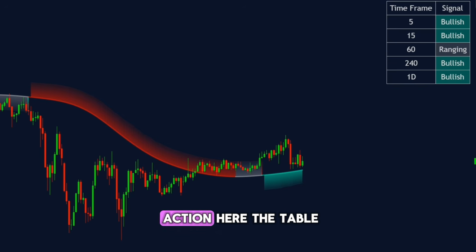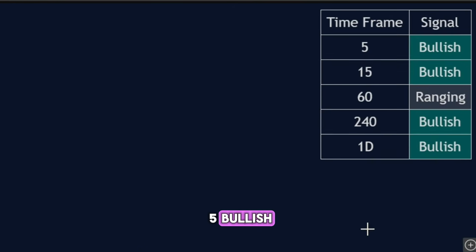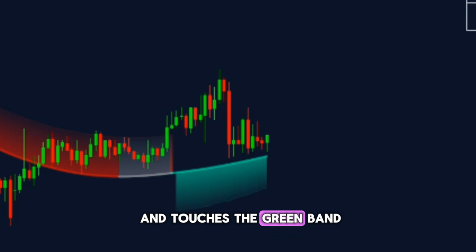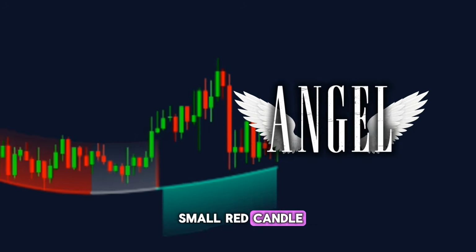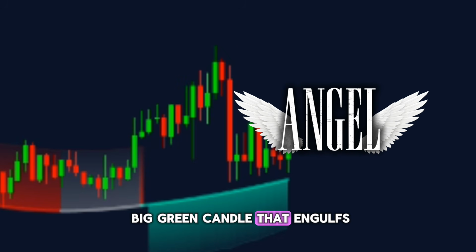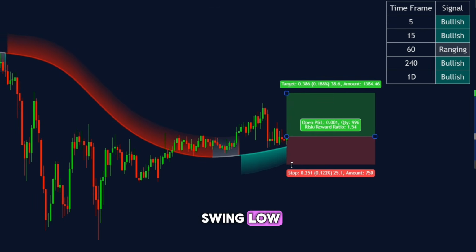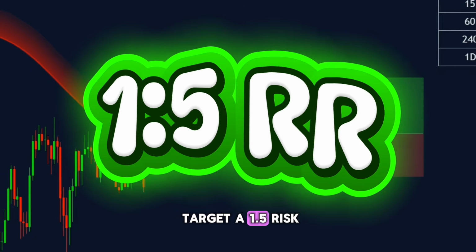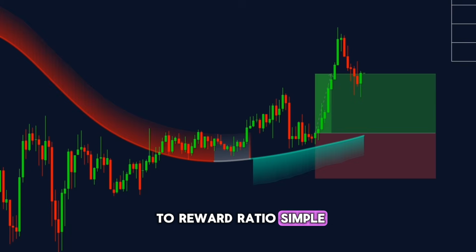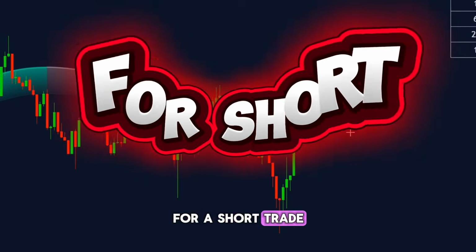Let's watch it in action. Here the table is 4 out of 5 bullish. Check. Price pulls back and touches the green band. Check. We see a small red candle, followed immediately by a big green candle that engulfs it. That is your entry. Set your stop loss just below the recent swing low. For this strategy, we target a 1.5 risk-to-reward ratio. Simple, clean, effective. For a short trade, we just flip it.